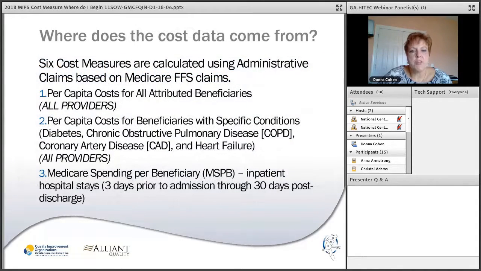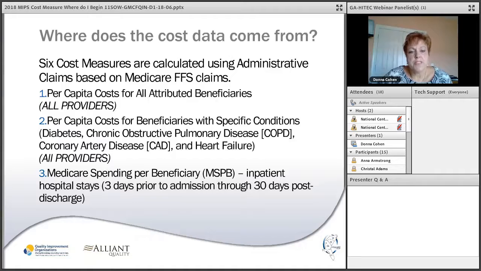So where does the cost data come from? There's actually 6 cost measures that are calculated using claims. This is nothing that you have to submit additional data on. It is the claims that you drop on your Medicare fee-for-service claims. This is not your Medicare Advantage patients. This is only your Medicare fee-for-service claims. So the cost data comes from the per capita cost for all attributed beneficiaries. And this is all providers, not just the services that you are performing from your office.